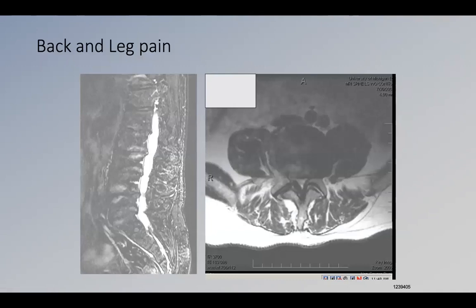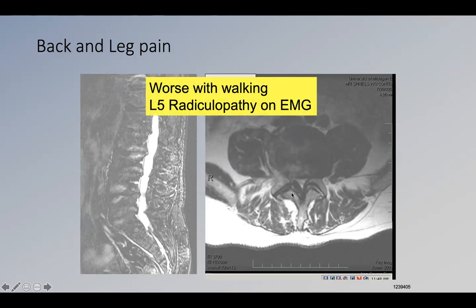This person has back and leg pain. Again, a super tight spinal canal. You can't tell if those facet joints hurt by looking at a picture. Okay, you can't tell. Are you paying attention to the paraspinal muscles and the iliopsoas? Some problems there, right? This is worse with walking. This is spinal stenosis. The EMG was even positive. There's an L5 radiculopathy. I think we should operate on their back.